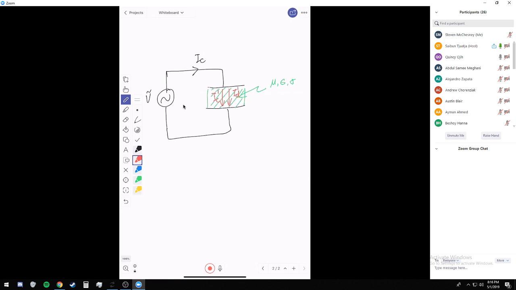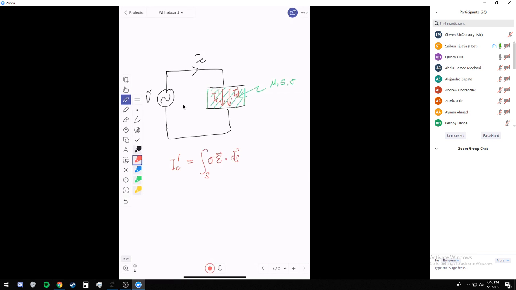Therefore, what is IC prime? IC prime is nothing but the integral over the surface or the area of the conducting plate of sigma times the field in between them, E dot with ds. Now, remember, these are all vectors. You have to dot with ds, right?